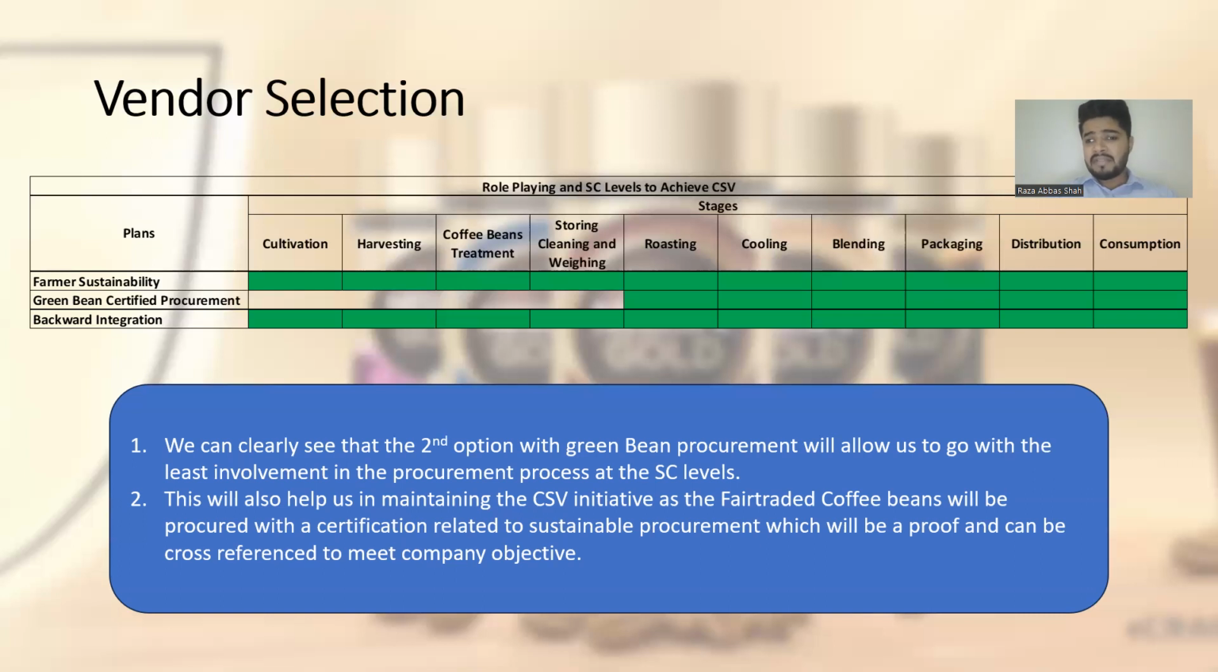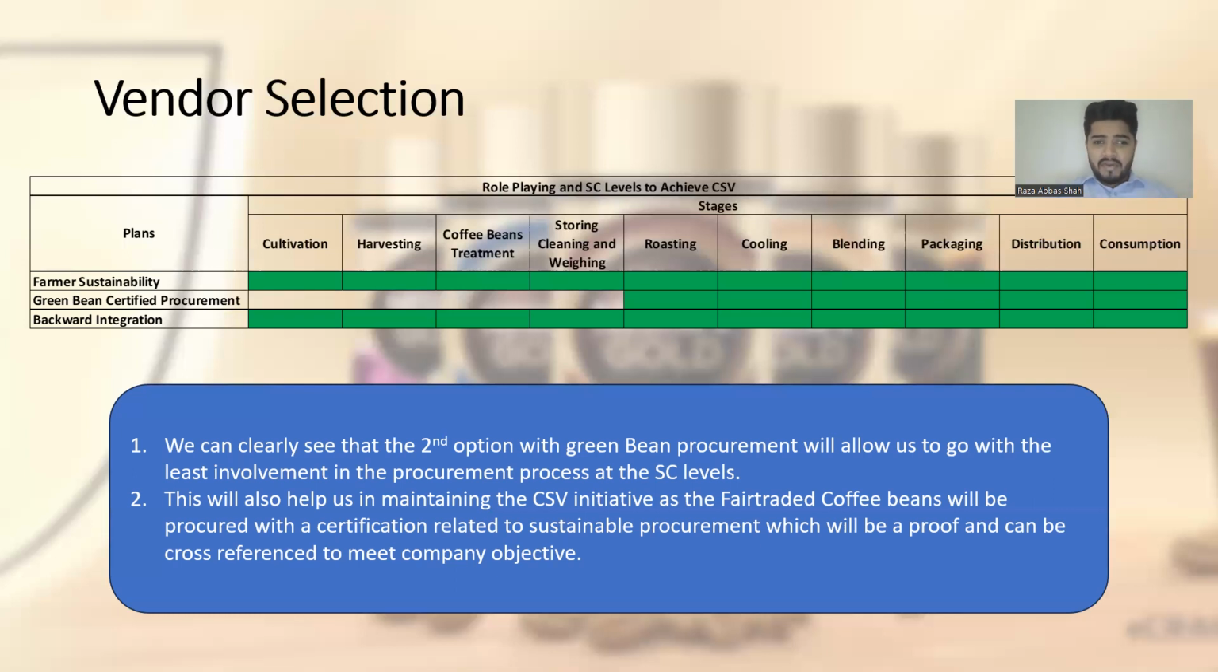After that, if we talk about green bean certified procurement, we can clearly see that the second option will allow us to go with the least involvement in the procurement process at the supply chain levels. Why? Because we are already procuring green beans which are being procured through sustainable sources. The certification which they have discussed in the case guarantees that these beans have been procured through sustainable sources. But let's talk about the third one, which is backward integration. If we go for backward integration, that is probably the worst idea right now for a 1 billion plus population, because if we focus all of our interest on backward integration, then obviously we need to rethink the model, because when we talk about Nescafe, we need instant coffee. We don't need farming, right?